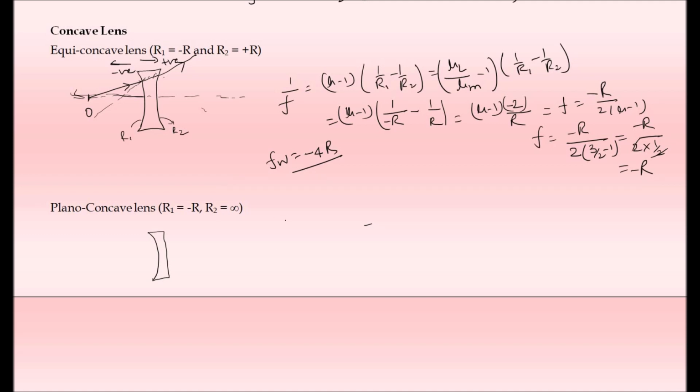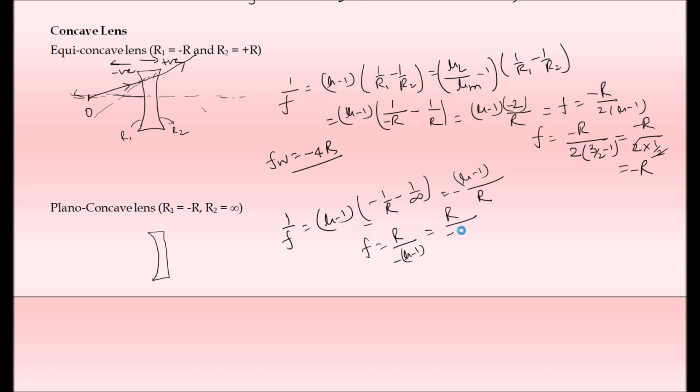If we consider the plano-concave lens, then 1 by f is equal to mu minus 1 into minus 1 by r minus 1 by infinity, and we get mu minus 1 divided by r. So minus mu minus 1 divided by r, and f is equal to r divided by minus mu minus 1. So if I put the value of mu as 3 by 2, then the value turns out to be minus 1 by 2, that is equal to minus 2r. So again it comes with a negative value, so it's a diverging lens.